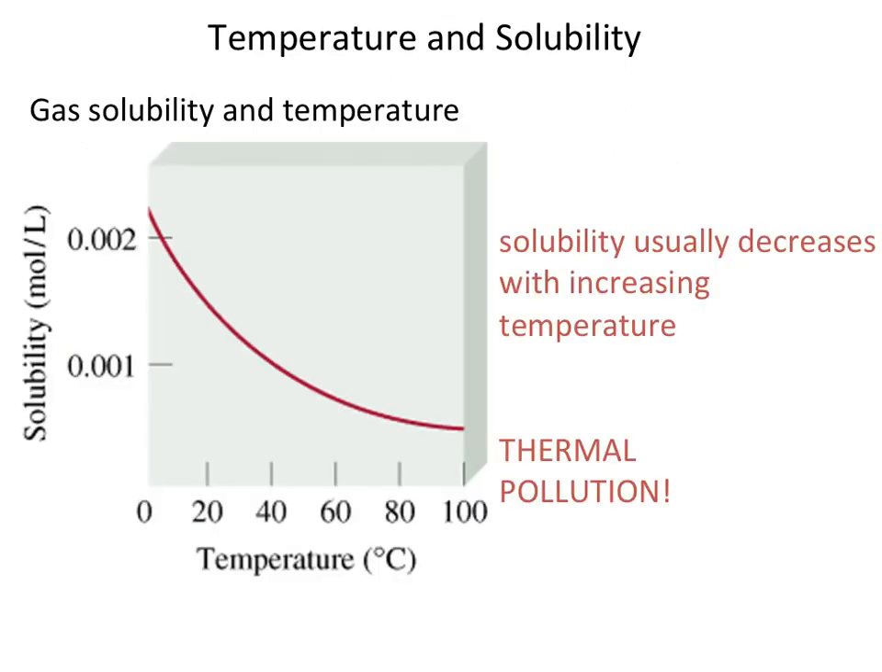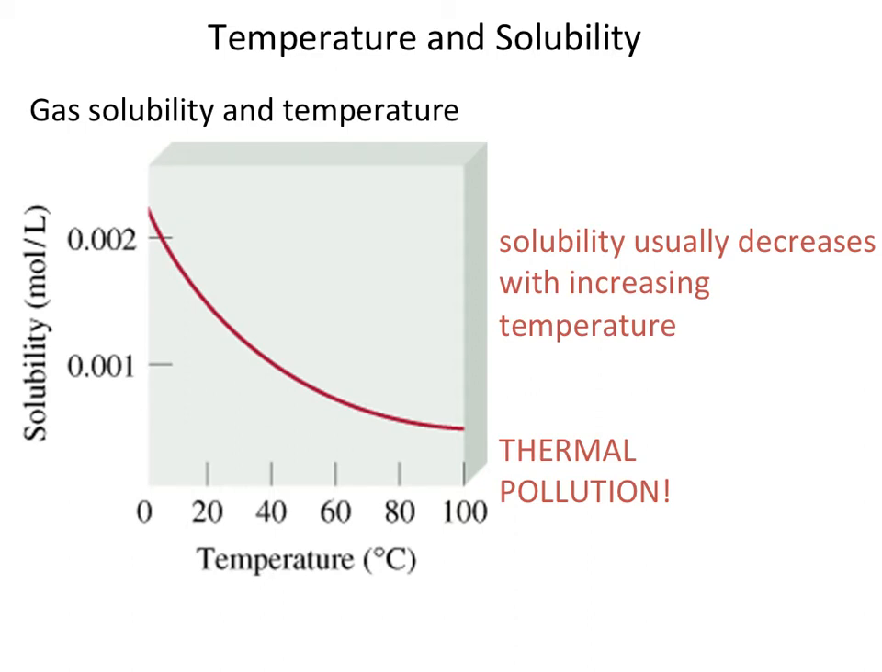So gas solubility and temperature is going to be very different from solids. As we increase the temperature, the solubility of gases is typically going to decrease. This is something we see if we open up a soda and leave it on the countertop versus leaving it inside the fridge. The CO2 that's dissolved in that soda solution is going to be less likely to stay in the solution. So that's why you get a flat soda if you leave it out in a warm room versus if you leave it in the cool fridge.